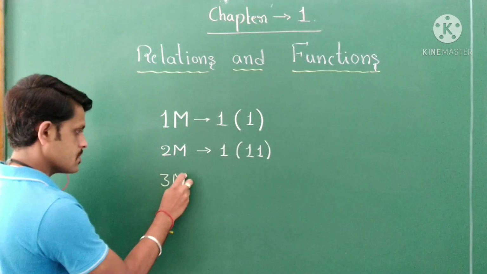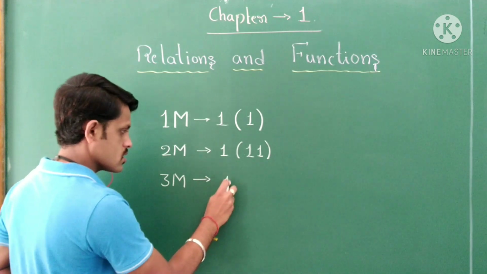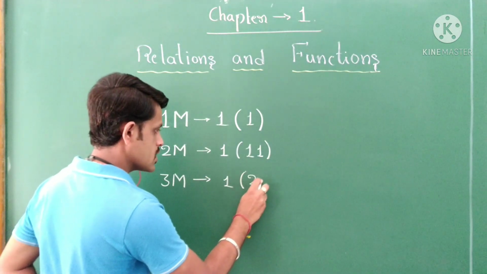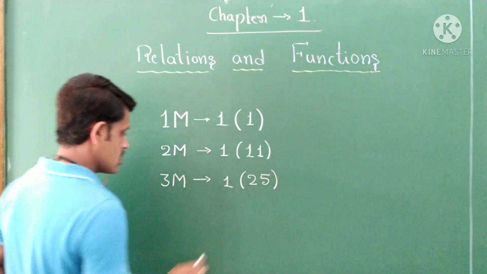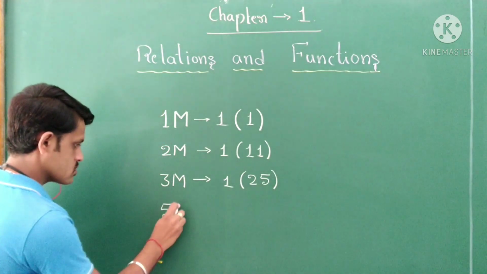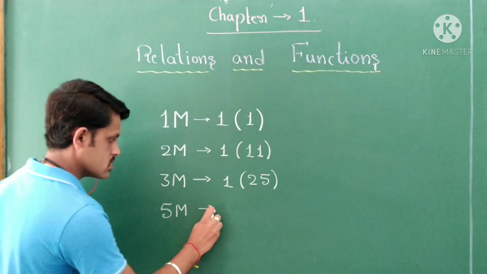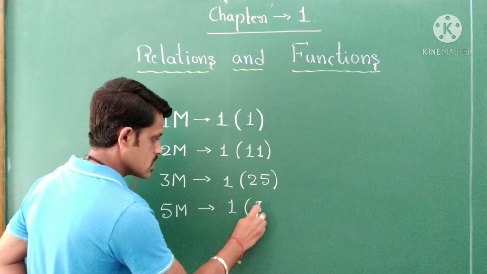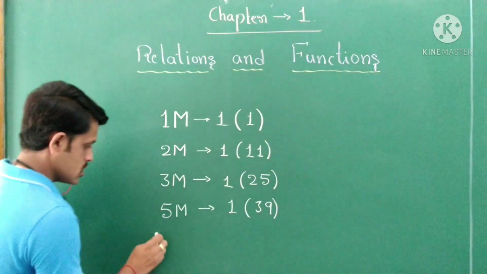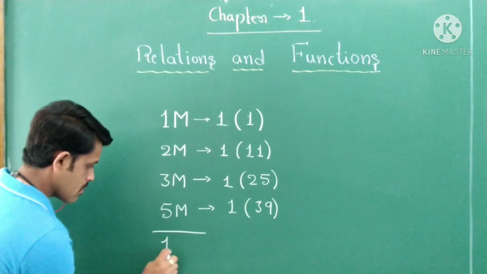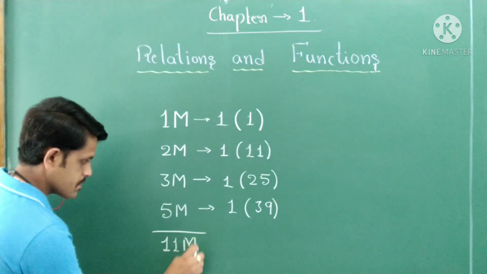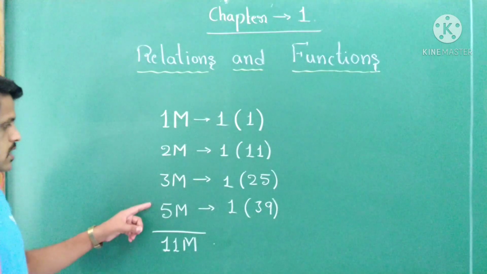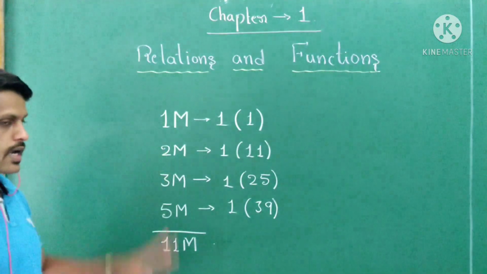Then a 3 marks question. That is also one question raised on this chapter. The question number is 25. And lastly, a 5 marks question is raised on this chapter. It is also one question. The question number is 39. Totally 11 marks are there on this chapter. So 1, 2, 3, 5, and 11.